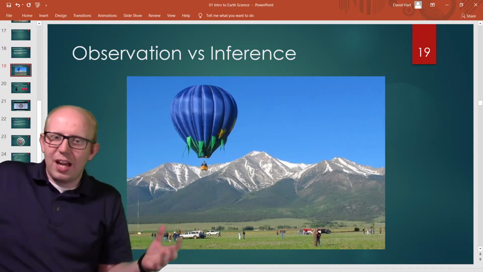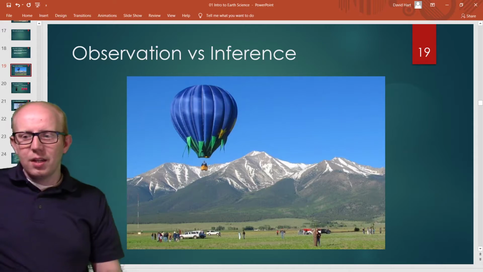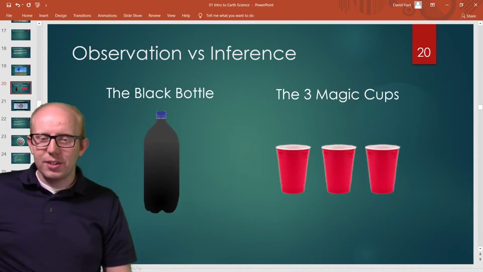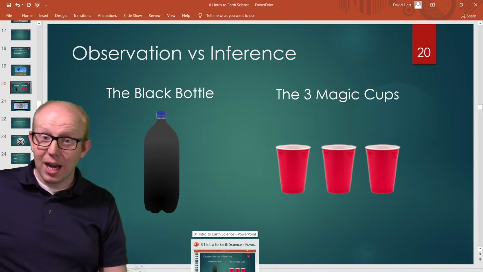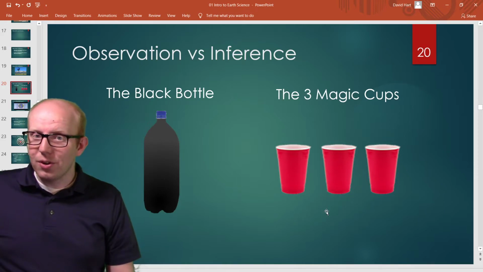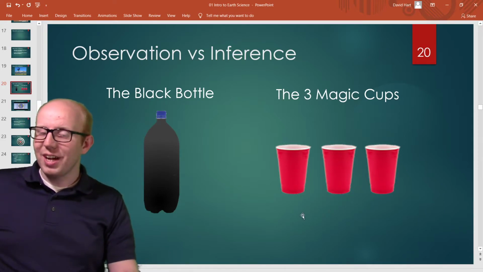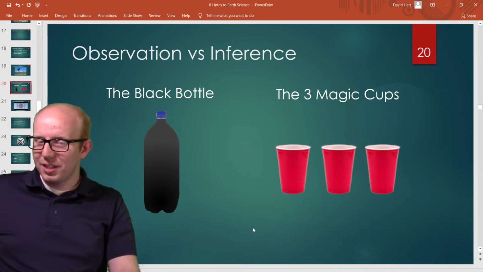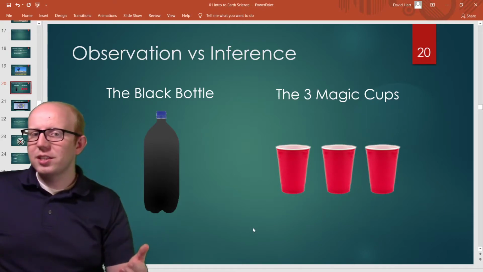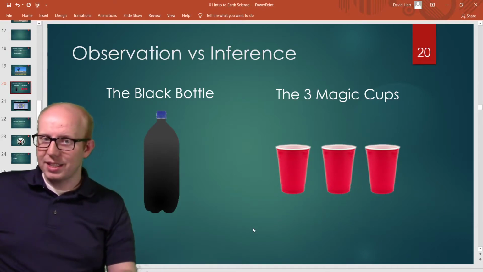And in the rest of your life, that probably doesn't matter, but in science, it's really important to separate those two. Okay? Now in class, we did an activity. We did two activities. We did a black bottle experiment, which you can watch on Canvas, and another one called the 3 magic cups or the disappearing water. Unfortunately, I don't have time to show you those on this video, but you can see them on Canvas if you want. And that's, again, just practicing more of what's the difference between the things you observe directly and the things you guess about them.